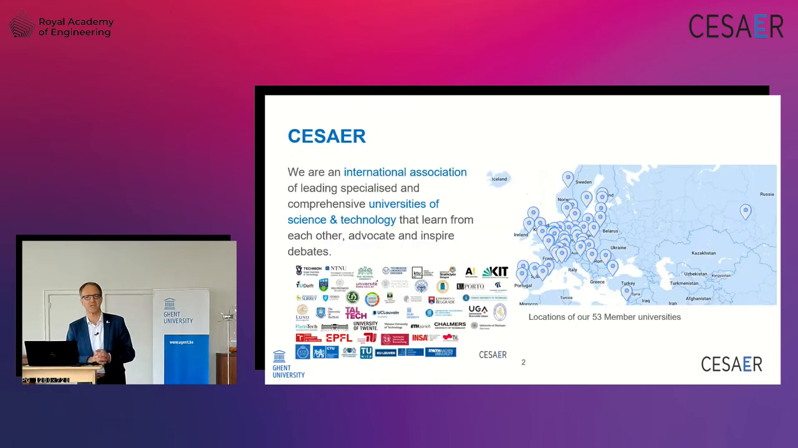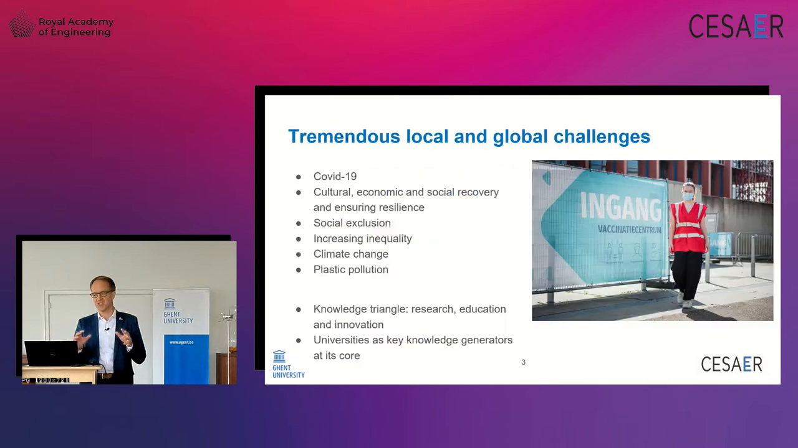Now, first allow me a very short introduction to our association, which is CESAER. CESAER started back in 1990, and we are basically 53 universities from all over Europe and beyond, united in our conviction around the importance of science and technology. And our world, and the world of universities of science and technology in particular, has of course developed tremendously in the last 3 decades. Let me start by sharing a few thoughts around this rapidly changing context.